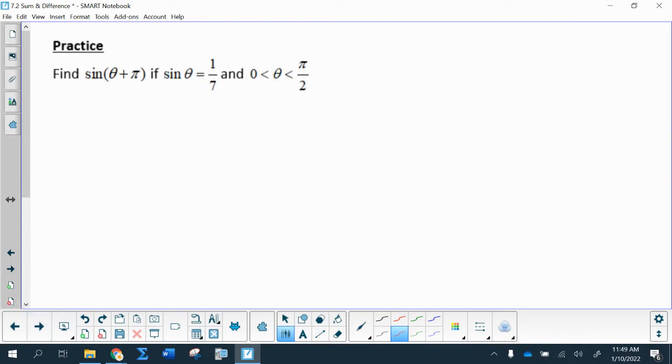All right, so we're going to see how these are going to come into play. So a variety of different practice problems. This is the first one we're going to do, and it's theta plus pi, and that means it's a sine addition formula. And so the sine addition formula is sine of the first angle cosine of the second angle plus cosine of the first angle sine of the second. Okay? And now you fill in everything you know.